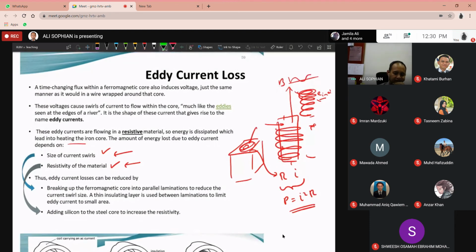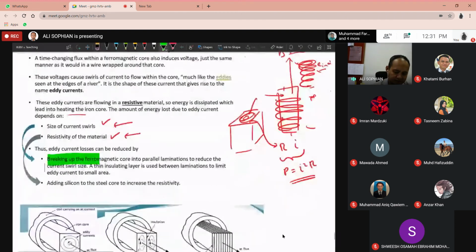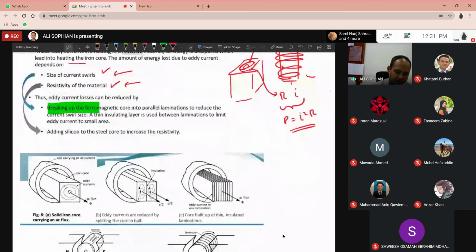breaking up the ferromagnetic core into parallel laminations. This is how you reduce the size of the current swirls, and you can see it in the illustration here. If you just use a single chunk, one single block for the core, this is what you get. This is the size of the eddy currents.